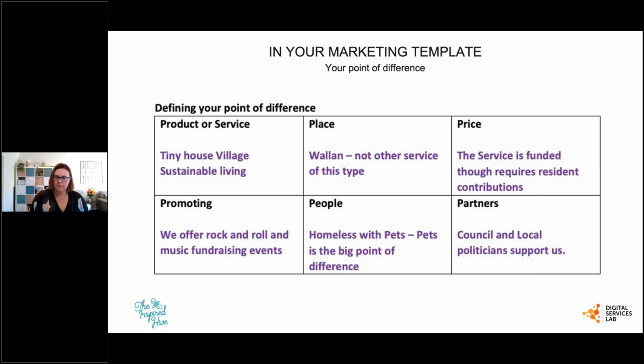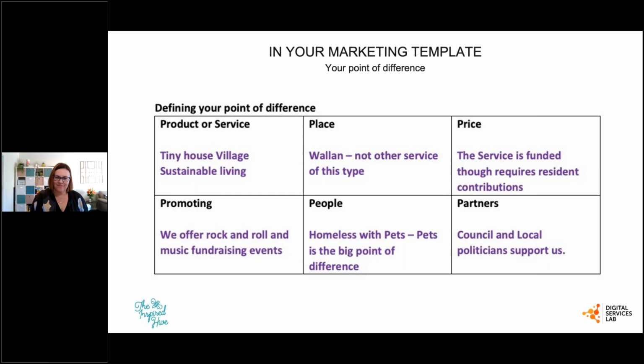In promoting, I put that they have a point of difference, that they offer rock and roll music fundraising events. So that's pretty fun, and they have a rock and roll night coming up soon, but they're always offering music events because the CEO's daughter is a professional musician. She has a network of professional musicians around her, and so that's something that they've kind of fallen into, but the people in Wallan love it because there's not a lot of concerts that are happening there, so it's a really good way for them to raise money.